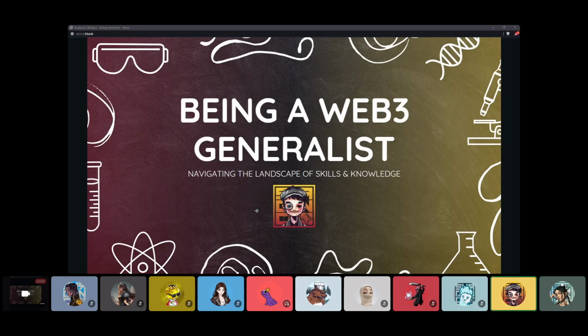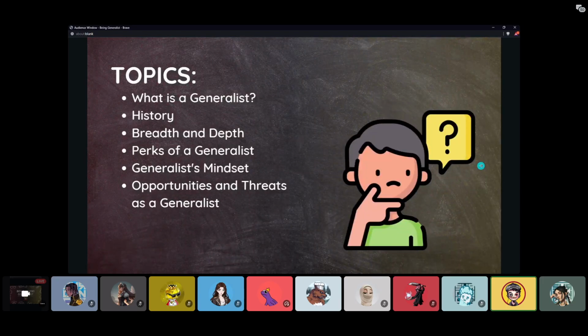So that is how I became a generalist, with a diverse skill set. We will be discussing this. Let's define what a generalist is, the history of generalism, and the breadth and depth. We will also discuss the perks of a generalist, what the mindset of a generalist is, and lastly, the opportunities and threats as a generalist.